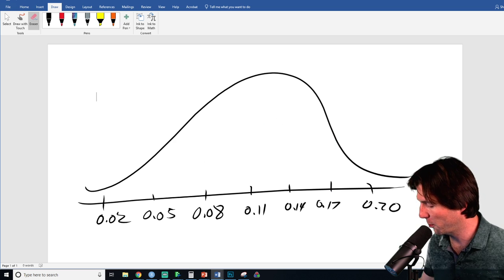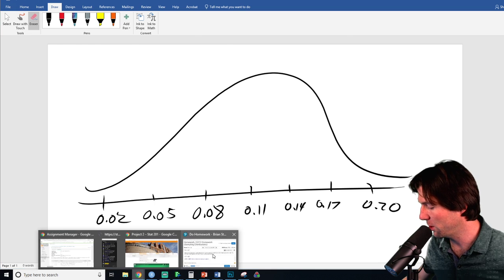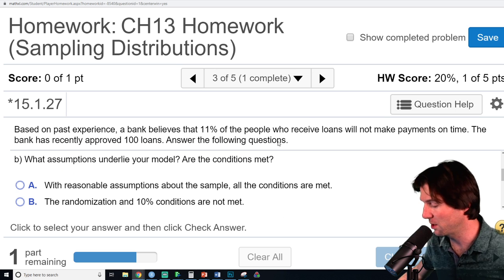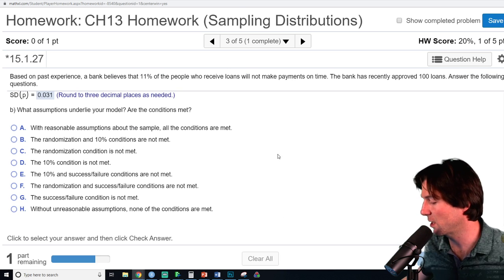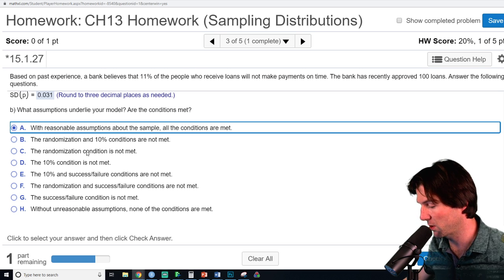The question wants to know the probability, and I did round the numbers. We'll use the non-rounded here in a moment. The question wants to know first conditions. Condition 1, random. Condition 2, 10%. Condition 3, success, failure. There's 11 expected successes and 89 expected failures. So with reasonable assumptions, we pass.